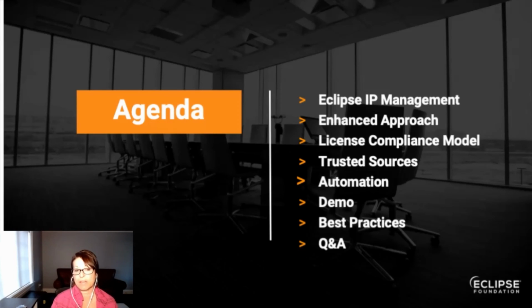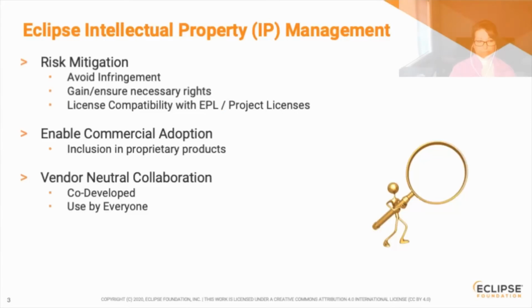changed our approach earlier this year, which is to a license compliance model for third-party libraries. We'll identify how we now trust other sources of licensed data information. This will take us to identify how we have created our very own license checking tool, and we have automated this process for our Eclipse projects. This will be followed by a recorded demo of our license checker tooling in action by Wayne Beaton. And then we'll end with some best practices and a question and answer session.